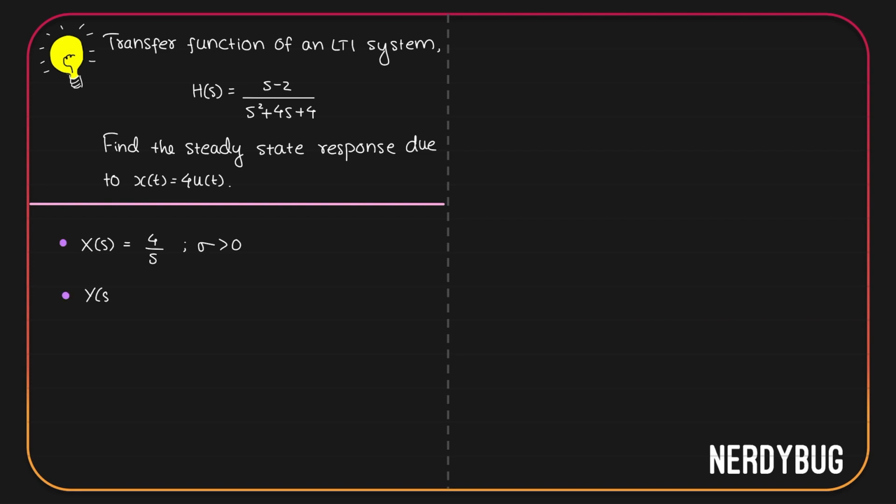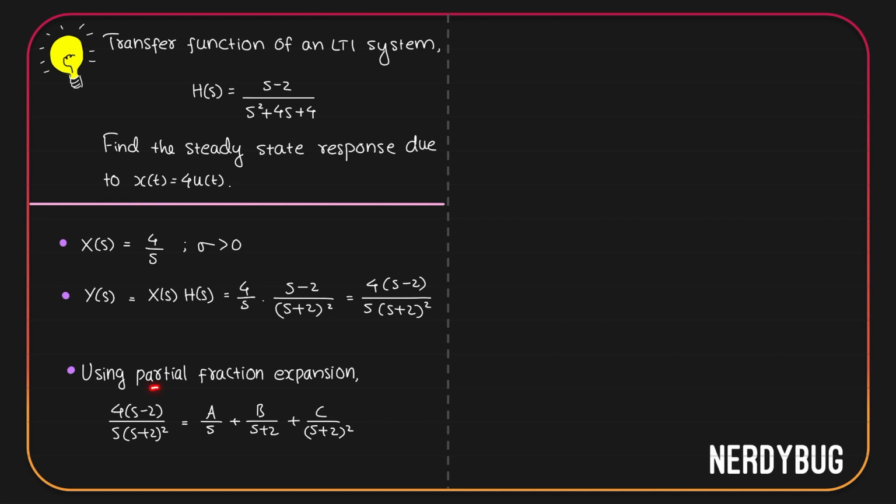Laplace transform of the output y of s is going to be the product of x of s and h of s. So it will be 4 by s multiplied by s minus 2 divided by s square plus 4s plus 4, which is s plus 2 whole square. So this is 4 into s minus 2 divided by s into s plus 2 whole square. Let us use partial fraction expansion to write it in this form: a by s plus b by s plus 2 plus c by s plus 2 whole square.